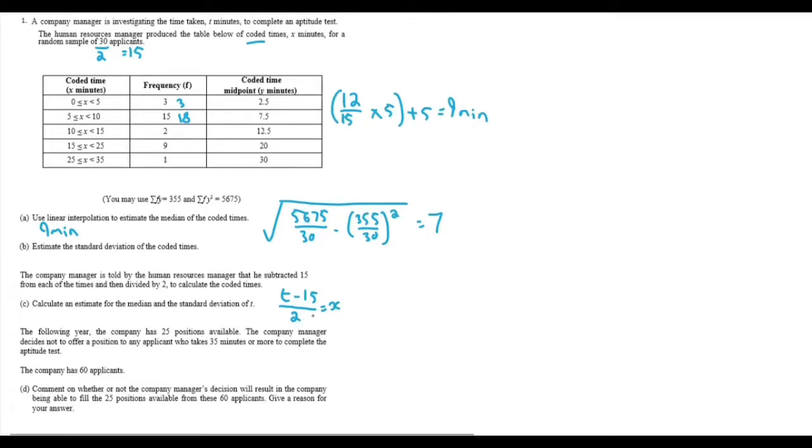So if we now wish to uncode this data to try and find out what the actual median and standard deviation would have been, in terms of the median, all we have to do is simply put in x is 9, so 9 equals (t minus 15) over 2, and we'll now just rearrange to find what that t is. So you would times it by 2 to get 18 equals t minus 15, and therefore the actual median time would be 33 minutes when you add that 15 back over. So for median and mean, you just rearrange and solve exactly as you would any other algebraic expression.